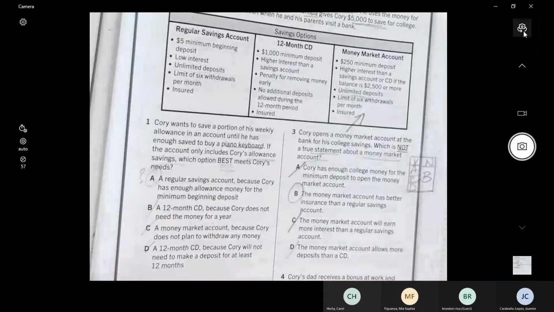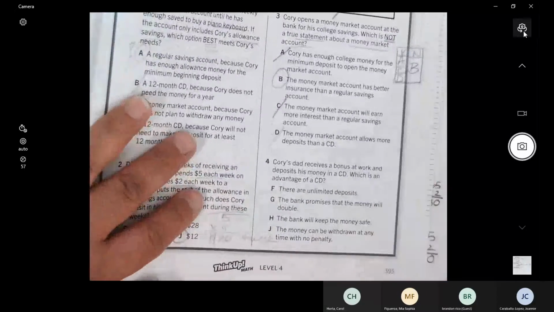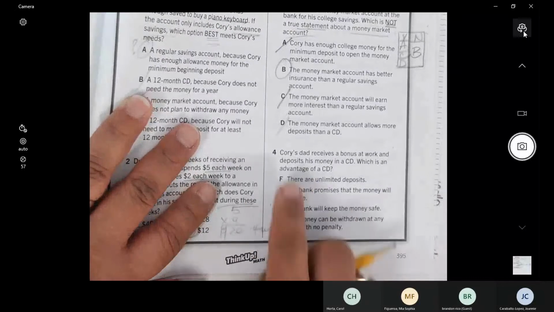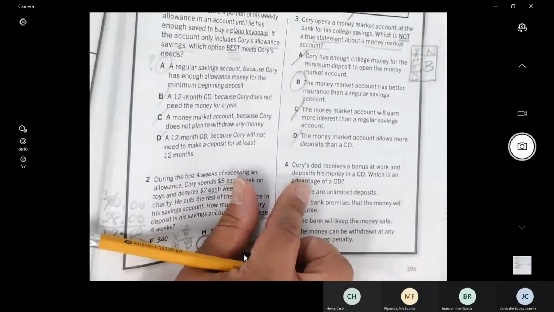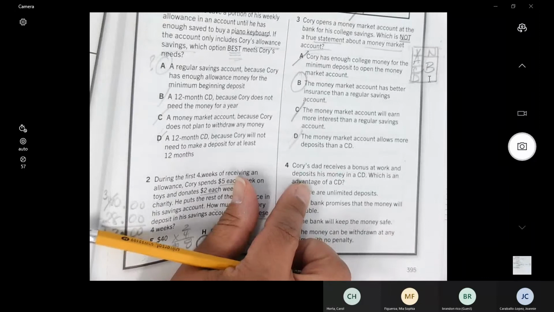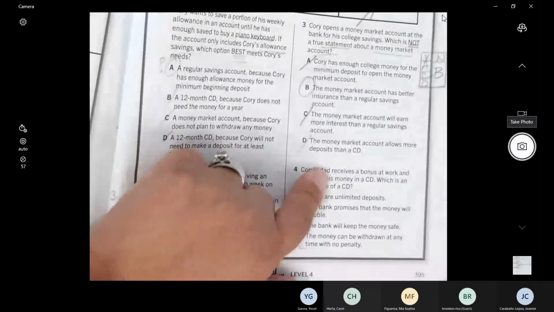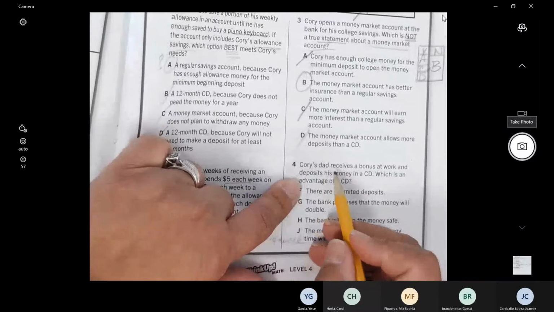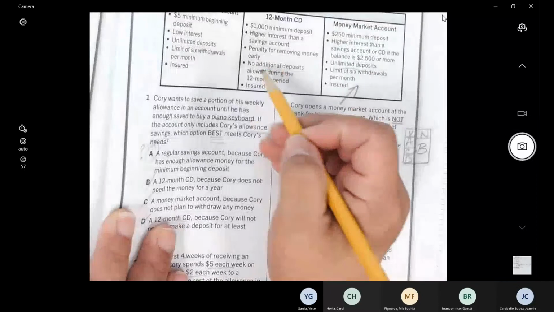Okay? All right, let's look at number 4. Remember, I'm going over this quickly because this is homework that we should have done, okay? It says Corey's dad received a bonus at work. Give me 1 second. All right, so number 4 says Corey's dad received a bonus at work and deposits his money in a CD. Which is an advantage of a CD? So an advantage of a CD, so we're looking at this one.